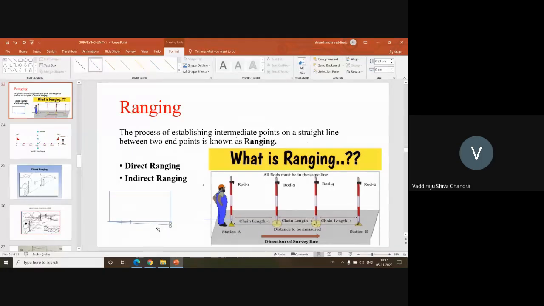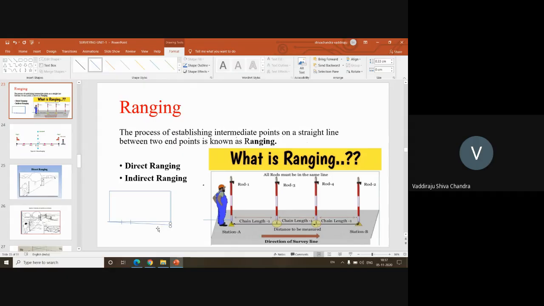The purpose is not only to establish intermediate points along long straight lines or long edges. It is also required to ensure that whatever area calculations you are going to do after establishing the main survey lines, main survey points in the field, are correct. That is also the requirement of doing the ranging. So when the two endpoints are intervisible to each other, then simply you can go for direct ranging.